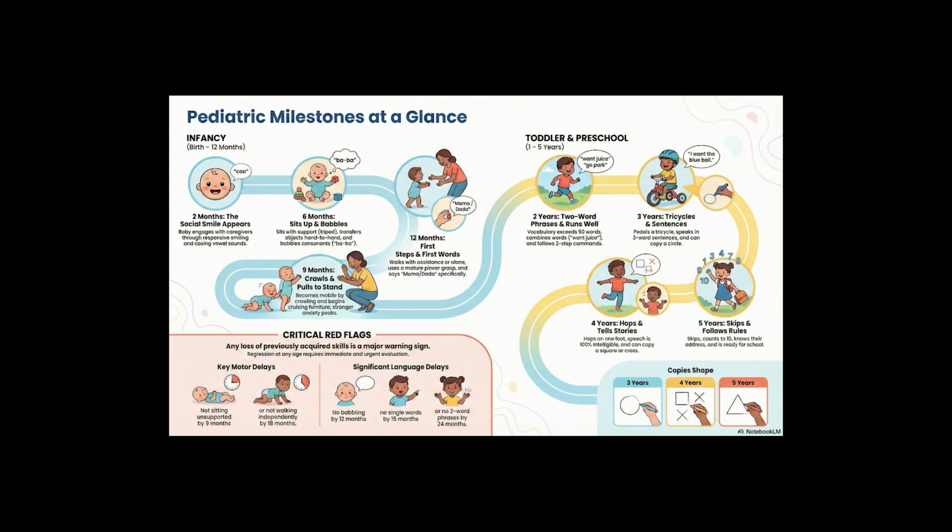Let's start with the king, the Moro reflex. The Moro. Present at birth, gone by 3 to 6 months. You do that gentle, sudden head drop. Safely, of course. Of course. And the baby's arm should symmetrically abduct and then adduct, like an embrace.